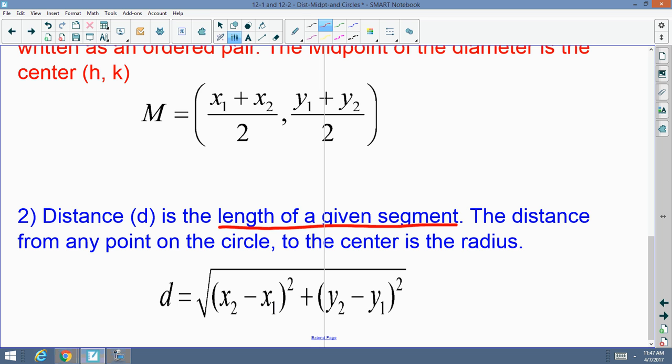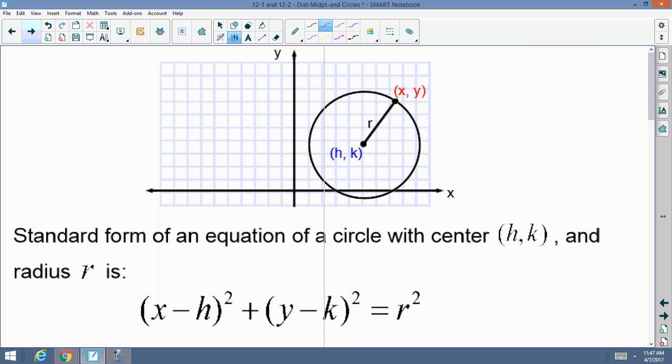If I want to find the diameter length, how would I find the radius? Divided by 2, right? Because isn't the radius the diameter divided by 2? If I have the radius length, how do I find the diameter? Multiply by 2. But to find that distance, d equals the square root of x2 minus x1 squared plus y2 minus y1 squared. Now, let's get to work.